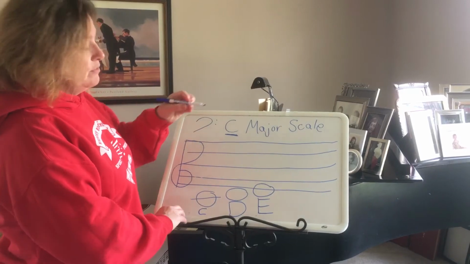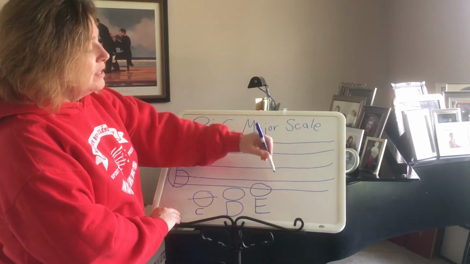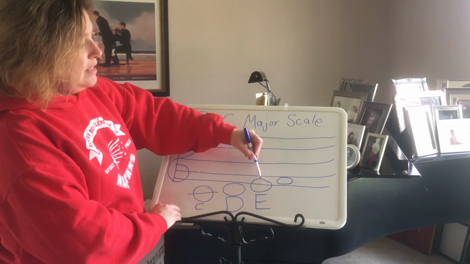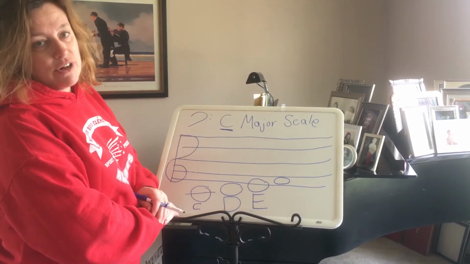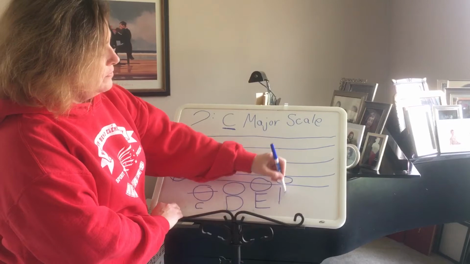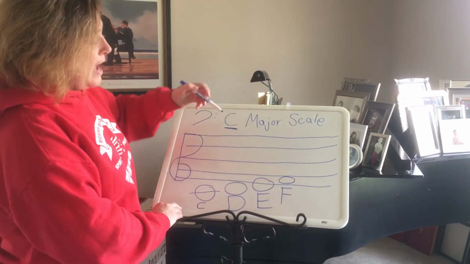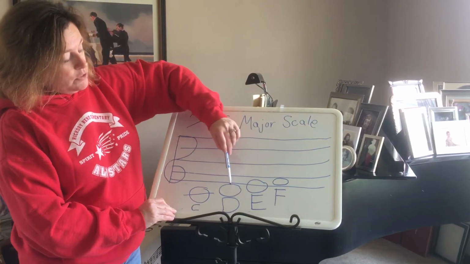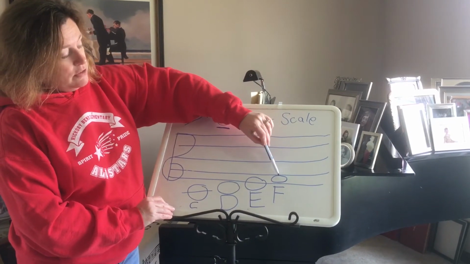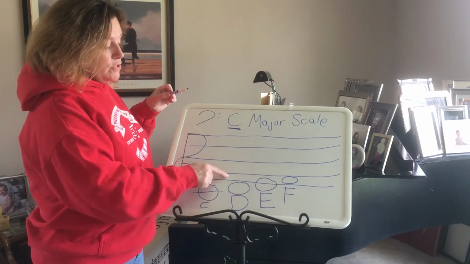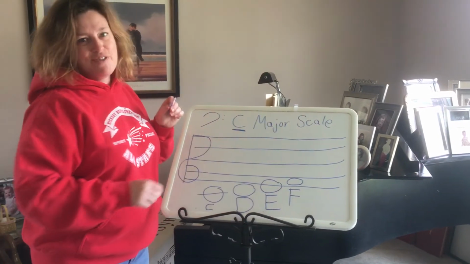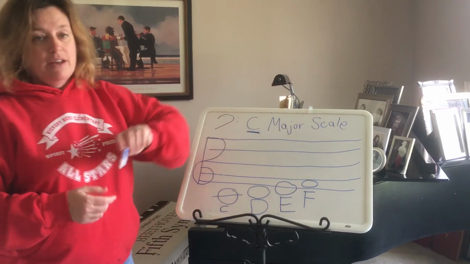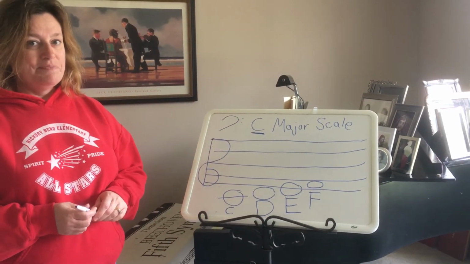The first one, you can figure this out, it's going to be F. C, D, E. F is the next letter in our alphabet. And again, it's a space note. Line note, space note, line note, space note. It is on the first space of our staff. Go ahead and draw that if you haven't done so already.